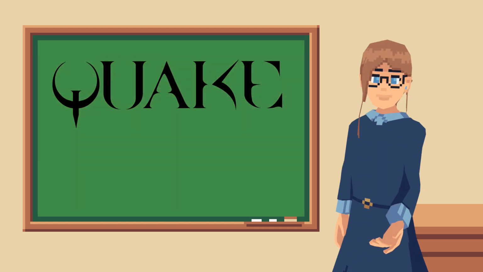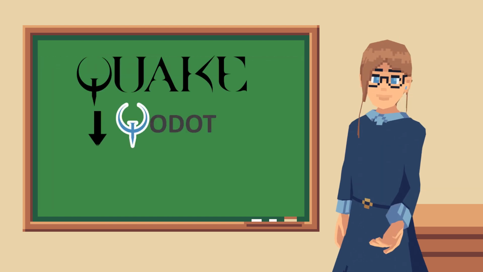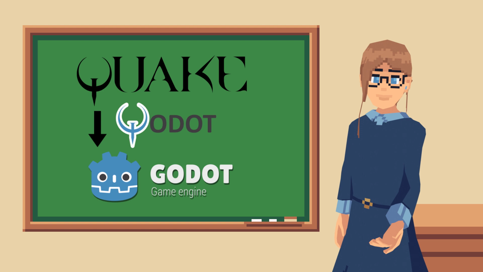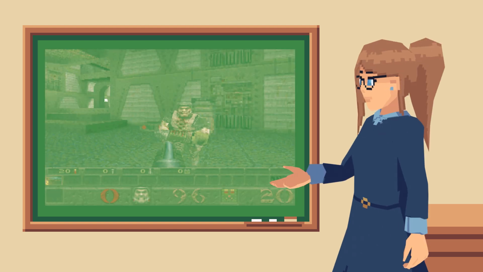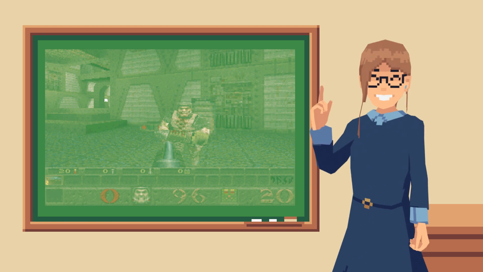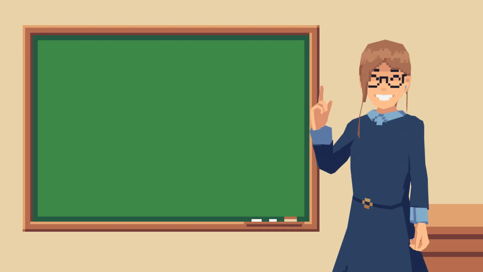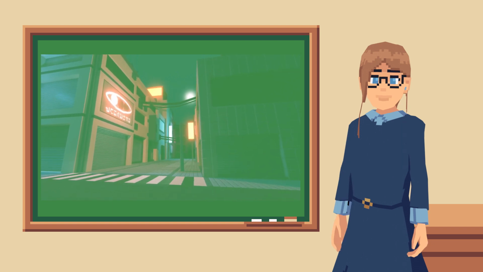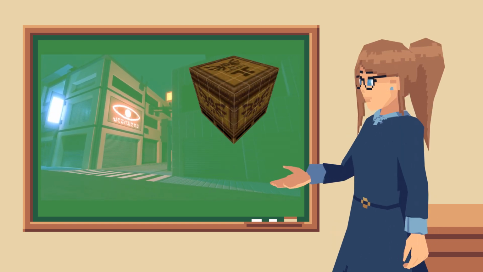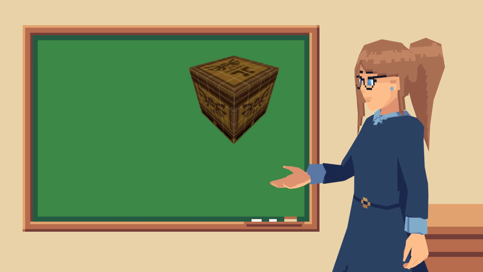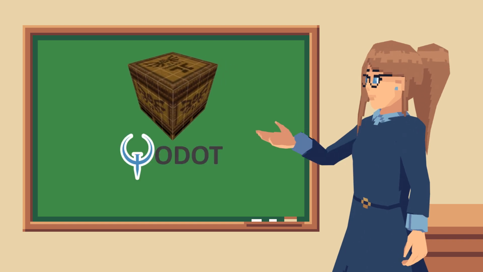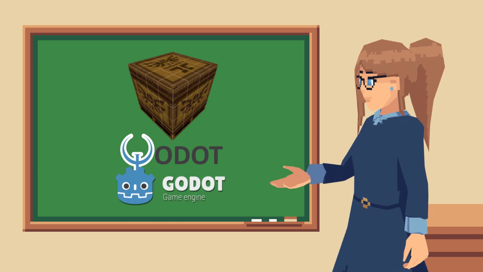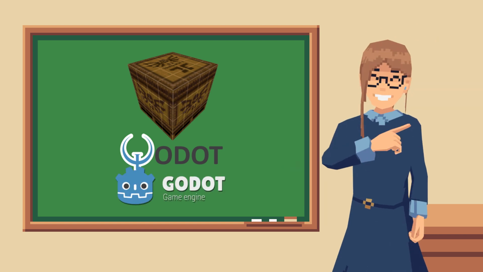So, Qodot can be used to import Quake maps directly into Godot, which can be useful if you want to recreate Quake inside of Godot, but where the real power of this plugin lies is in the fact that you can import custom Quake maps. To do that, you can use a Quake map editor like TrenchBroom. So then the workflow becomes, you create a map inside of TrenchBroom, and then you can use Qodot to import it into Godot. But enough talking, let's have a look at this thing in action.